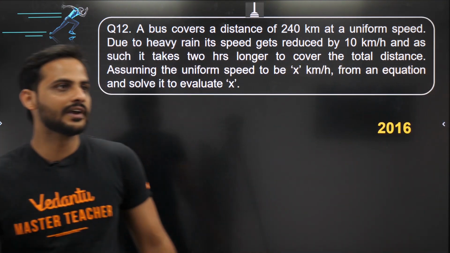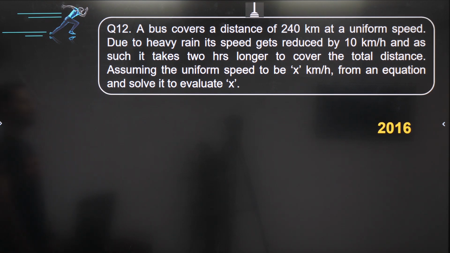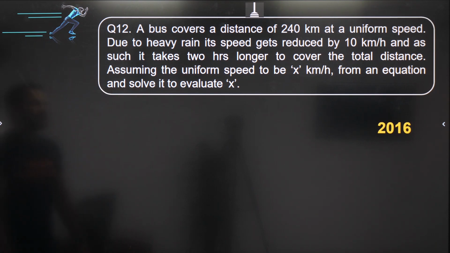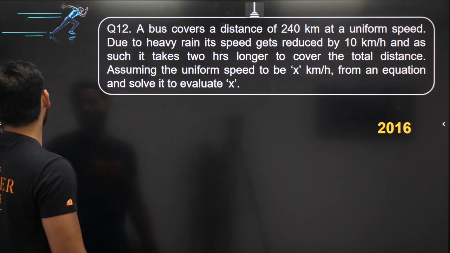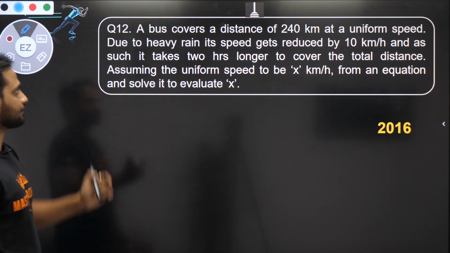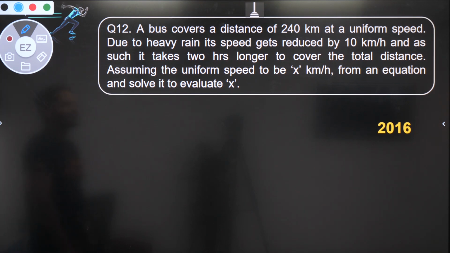The next question we have is this: a bus covers a distance of 240 km at a uniform speed. Due to heavy rain, its speed gets reduced by 10 km per hour, and as such it takes 2 hours longer to cover the total distance. Assuming the uniform speed to be x km per hour, form an equation and solve it to evaluate x. Let us solve this part. The bus covers a distance of 240 km at a uniform speed. The uniform speed is told to be x.